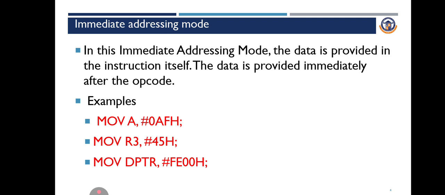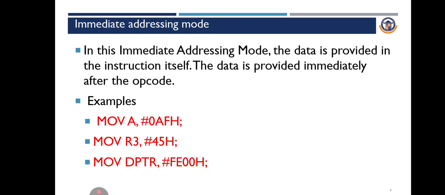register or a DPTR. If you take the example of MOV A, #0AFH, the data is directly specified in the instruction itself, and that is moved to A. This is called immediate addressing mode. The hash symbol indicates the immediate addressing mode, and H indicates hexadecimal notation.